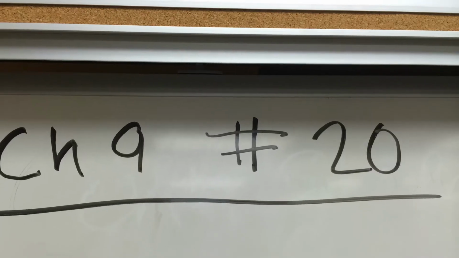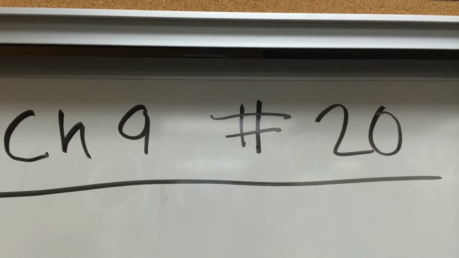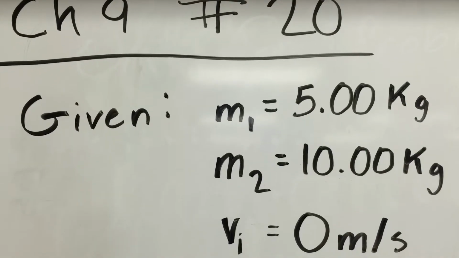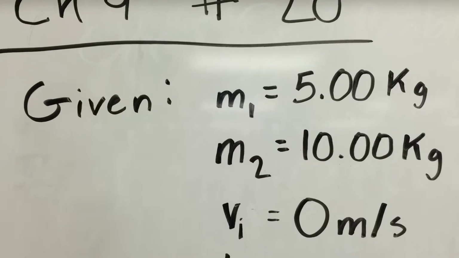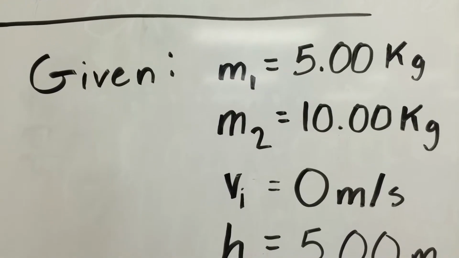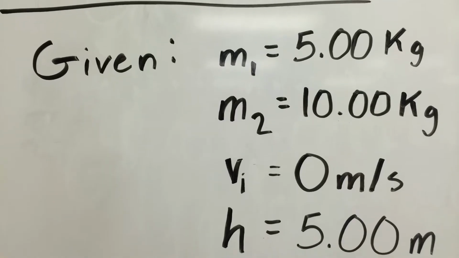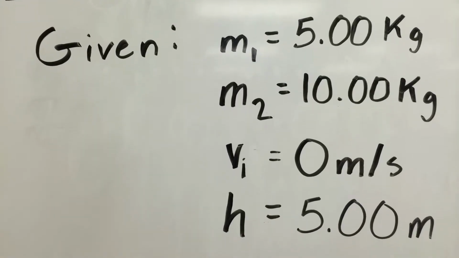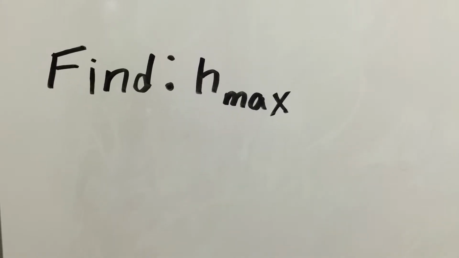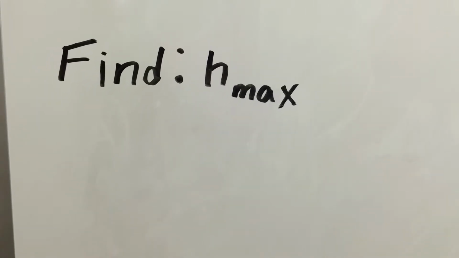To solve number 20, we'll first look at the givens. The mass of the first block is 5 kilograms. The mass of the second block is 10 kilograms. The initial velocity of the block is 0 meters per second, and the height is 5 meters. To solve number 20, we'll need to find the maximum height that M1 reaches after the elastic collision with M2.